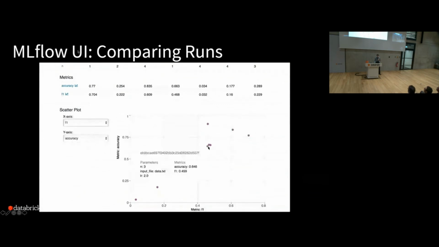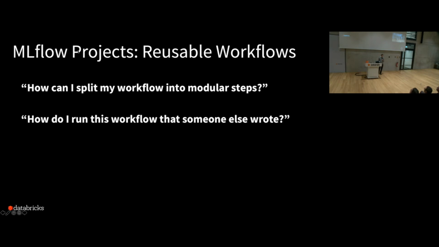Okay, so that lets us see what we were running, but how can we make sure we run it again? That's where the second component comes in, which is projects. Basically, the questions it's trying to answer are, how can I split my workflow into modular steps? And also, how can I reuse a workflow that someone else wrote? How can I get the exact same result and the same compute environment and so on?